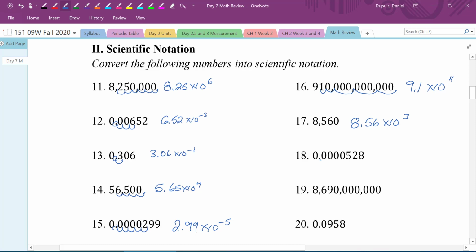18. 1, 2, 3, 4, 5. 5.28 times 10 to the minus 5. 19. We start here again. 3, 6, 9. So 8.69 times 10 to the 9th. And finally, number 20. 9.58 times 10 to the minus 2. And there's scientific notation for us. Hopefully that wasn't too much. Now we'll go the other way.